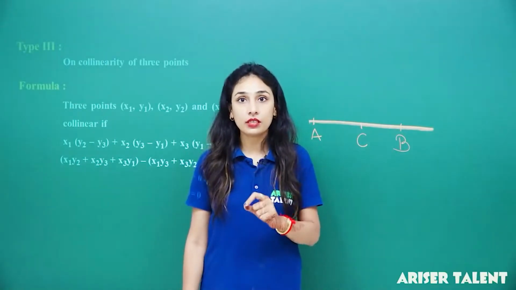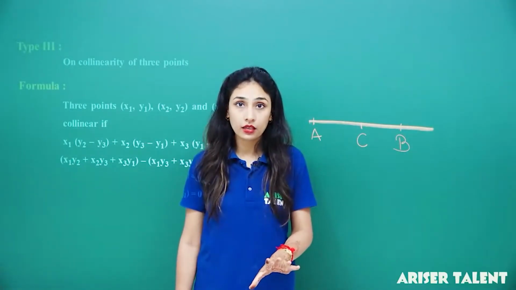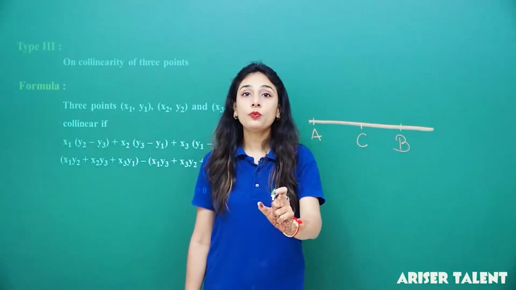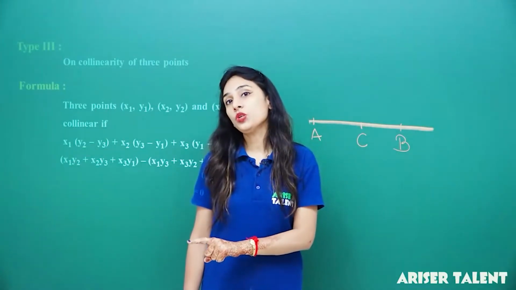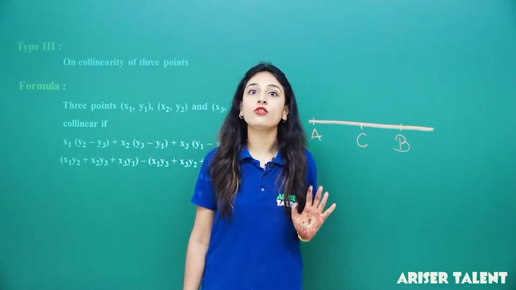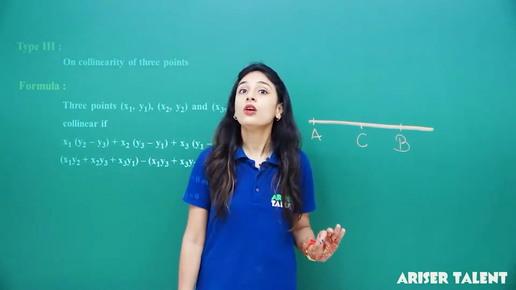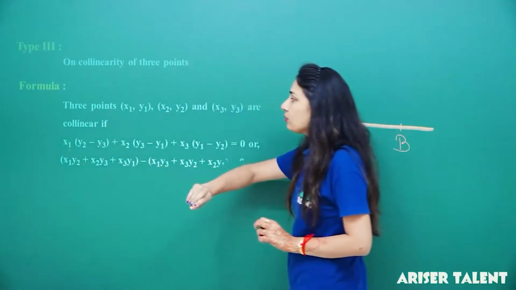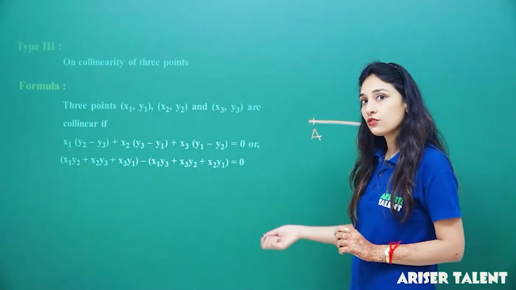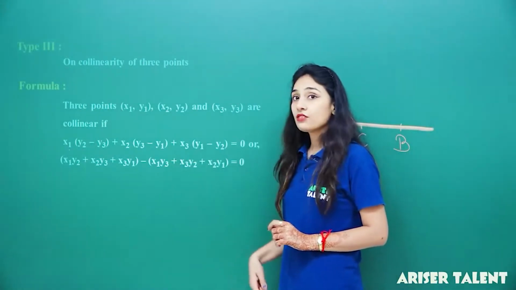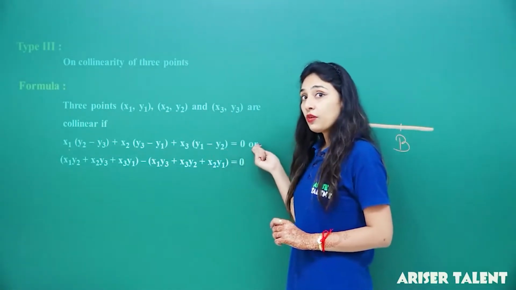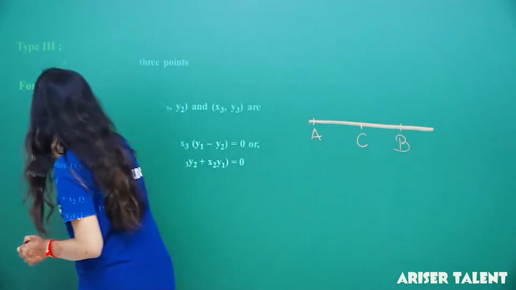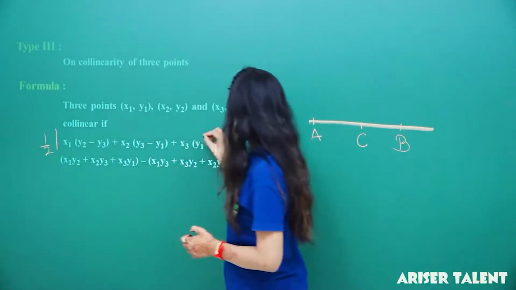So, we have discussed that if the area of triangle of any given 3 points is computed as 0, that means those 3 points are surely collinear. So, we have discussed the same thing: x1(y2 minus y3) plus x2(y3 minus y1) plus x3(y1 minus y2) is equal to 0. If this condition proves, we are having this half also here.